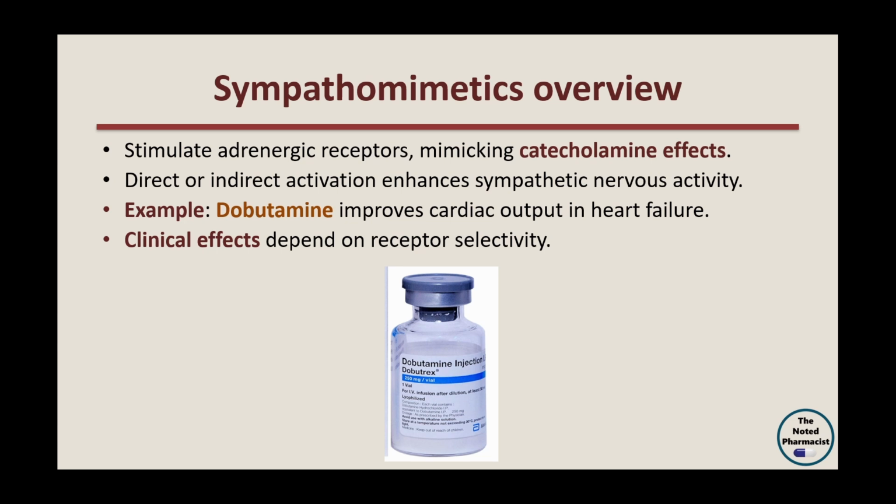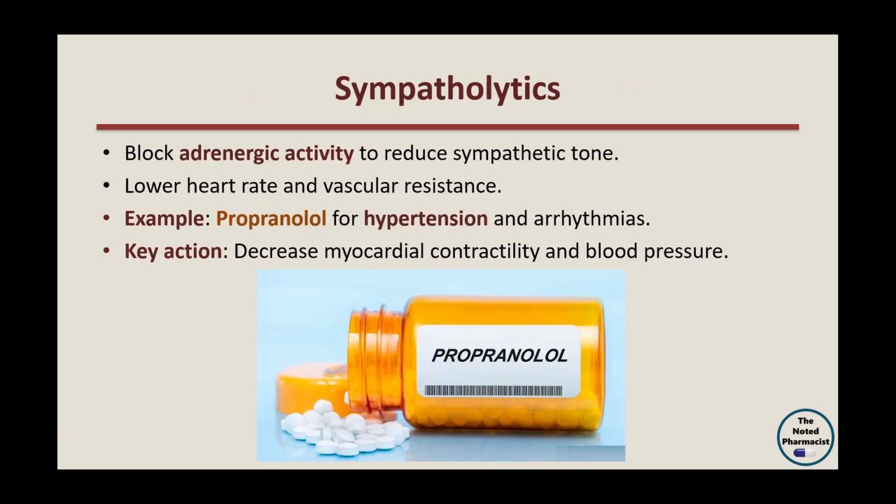On the other hand, sympatholytics, also known as adrenergic blockers, inhibit adrenergic receptor activity by either reducing neurotransmitter release or directly blocking receptor sites. These agents are pivotal in managing cardiovascular conditions such as hypertension by decreasing sympathetic tone, which lowers heart rate and vascular resistance. A key example is propranolol, a non-selective beta blocker, commonly used for hypertension, angina, and arrhythmias. Its effects are mediated by reducing myocardial contractility and inhibiting beta-adrenergic signals to control systemic blood pressure.